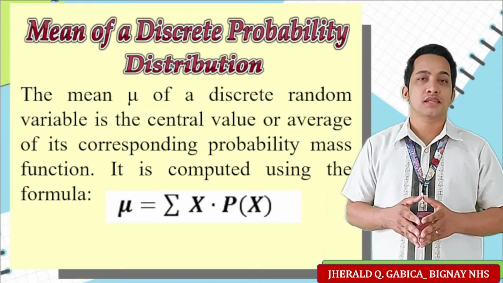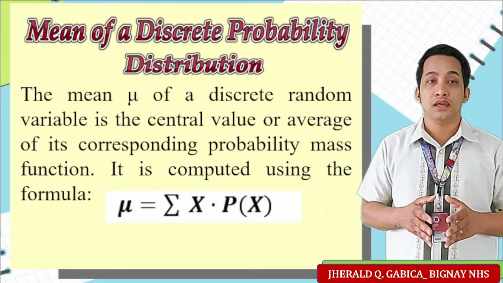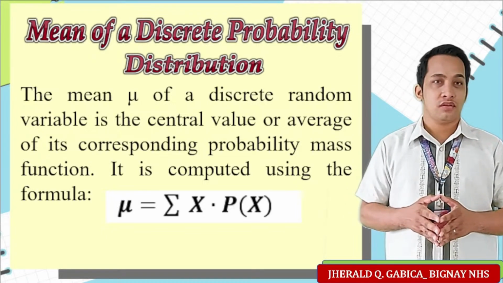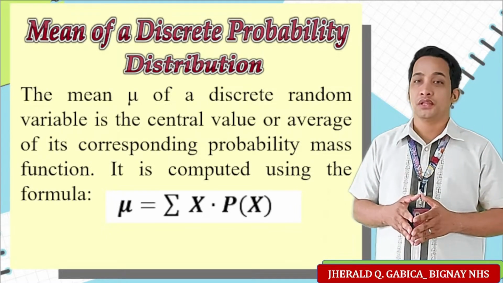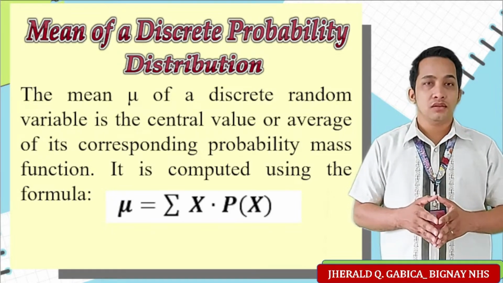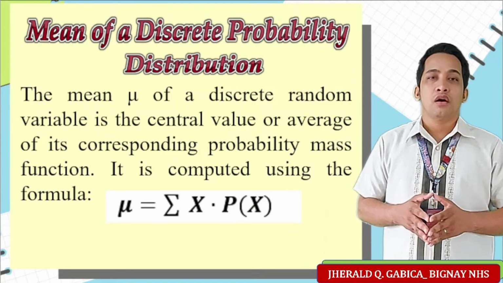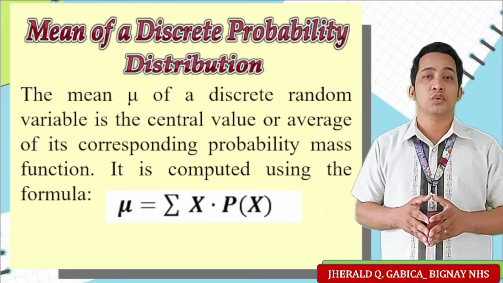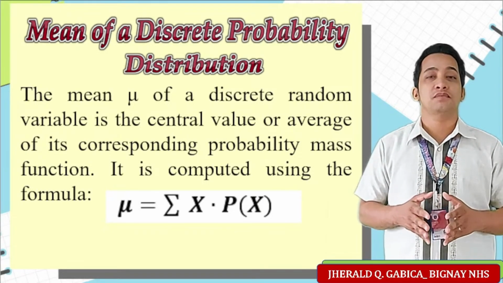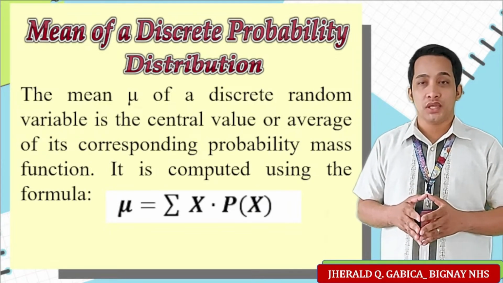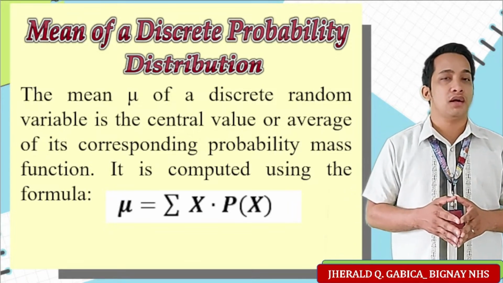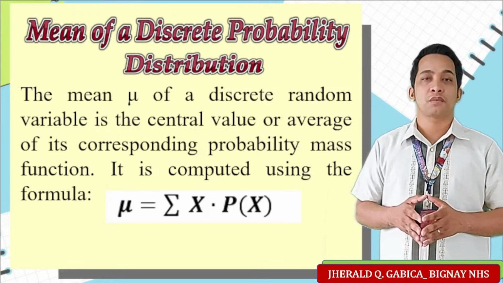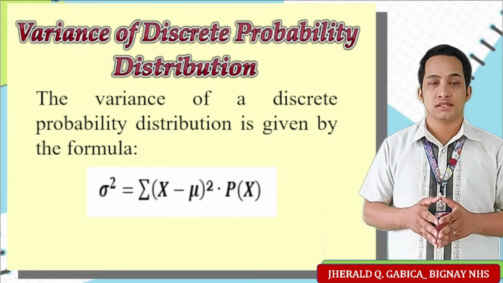Moving on, let's have the definition and formula of mean and variance of a discrete probability distribution. For the mean of a discrete probability distribution, the mean, or using the mu symbol, of a discrete random variable is the central value or average of its corresponding probability mass function. It is computed using the formula mean is equal to summation of x times the probability of random variable x.